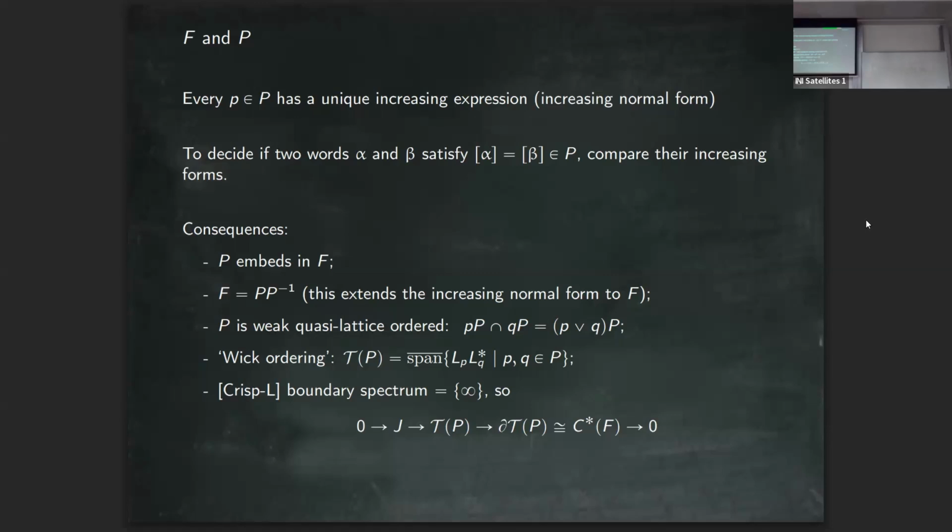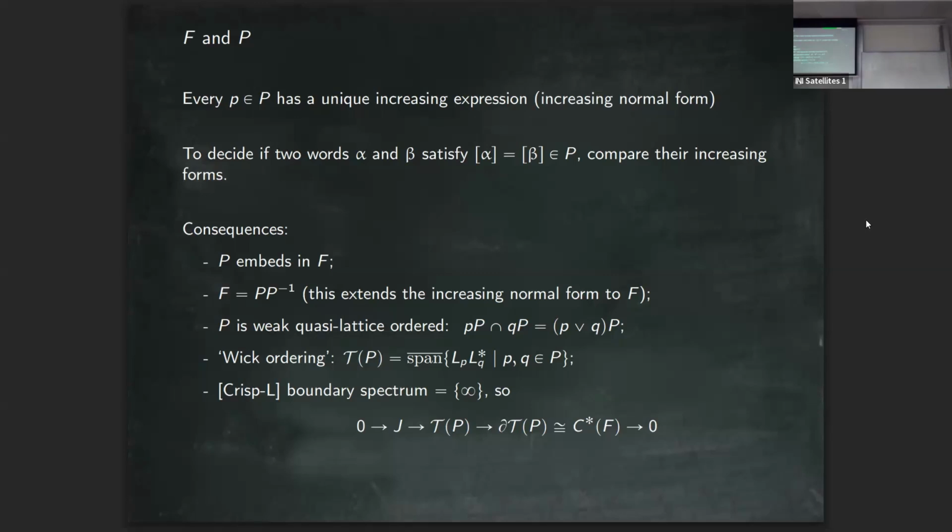It is also true that P is right reversible. F is the group of right quotients, P P inverse is F. So this extends the normal form from P to F. And if you intersect two right cones or two right ideals, you get another one. So we have a quasi-lattice order. In fact, because it is directed by P P inverse being F, it is really a semilattice. And because of that, and I'm going to go ahead of myself here, I'm going to consider Toeplitz algebras. The products of generators of the Toeplitz algebra can be word ordered. You can put all the annihilation operators on one side, and all the creation operators on the other side.